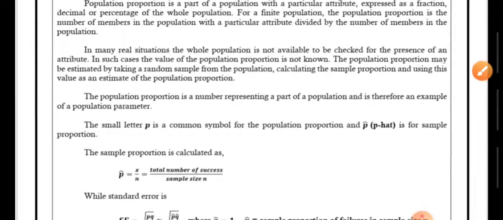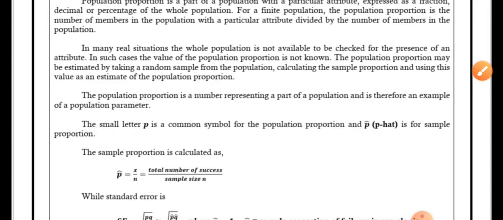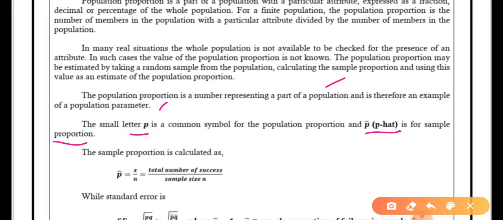The population proportion is a number representing a part of a population that is, therefore, an example of a population parameter. The letter P or the small letter p is a common symbol for the population proportion and p hat for the sample proportion.